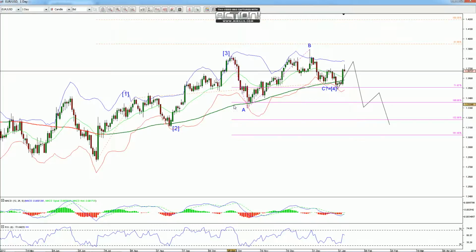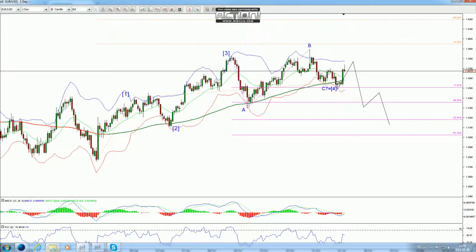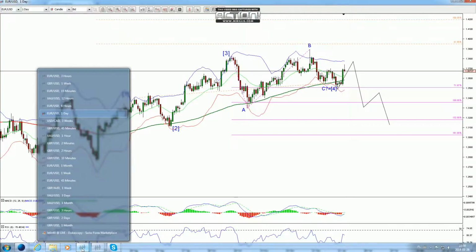Typically the C wave goes down to the extremum of A, sometimes goes even to 161.8. Okay, so those are alternative scenarios, but this is what may come and what may happen on the market. Let me show you.